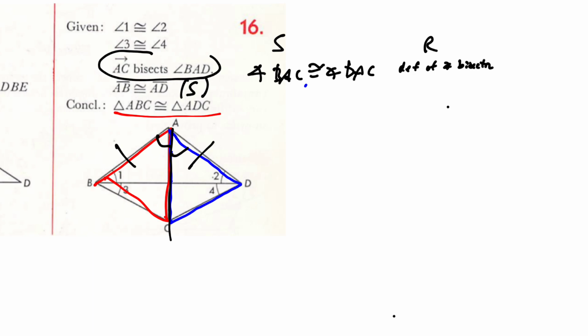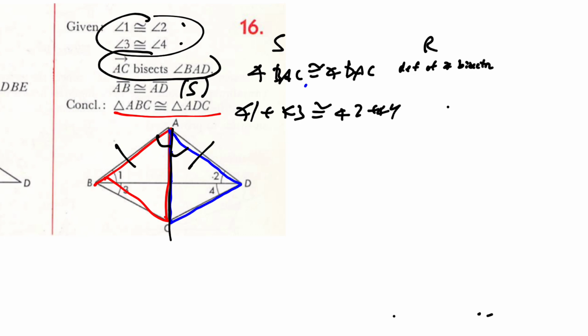Now I have an angle equaling an angle and a side equaling a side. Now I could just use AC equals AC, reflexive, and be done, which is what I'd probably do. But I guess in this one, they're giving us this extra information, so let me show you how you could use it. If I just add these two things together, I could say angle 1 plus angle 3 is congruent to angle 2 plus angle 4, or angle ABC is congruent to angle ADC.